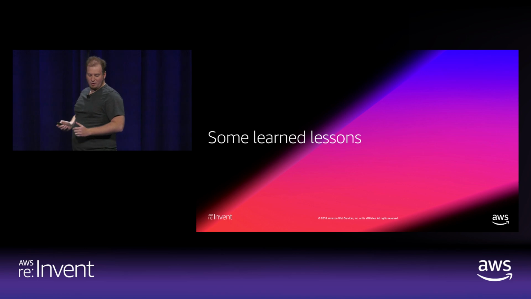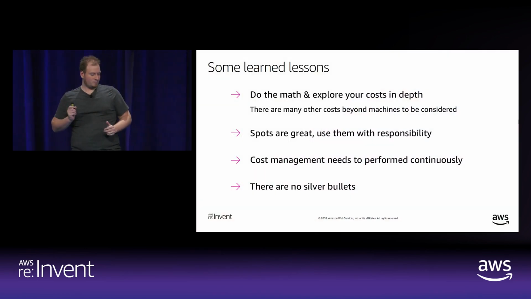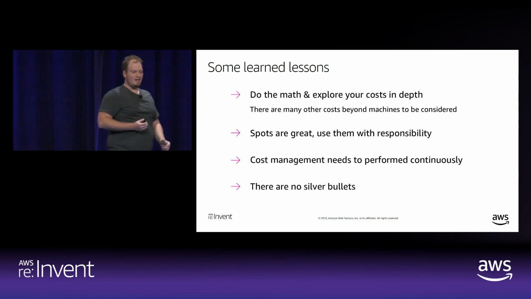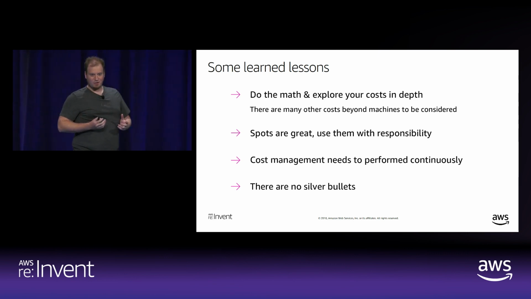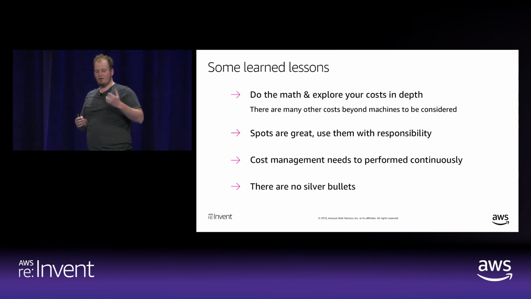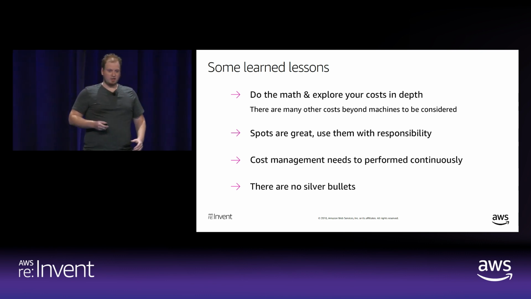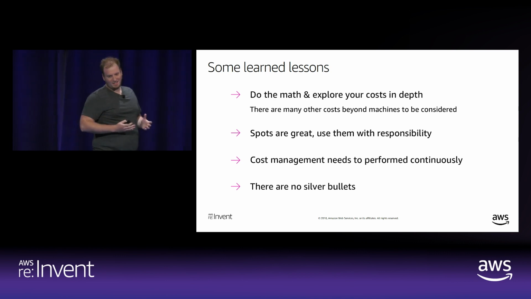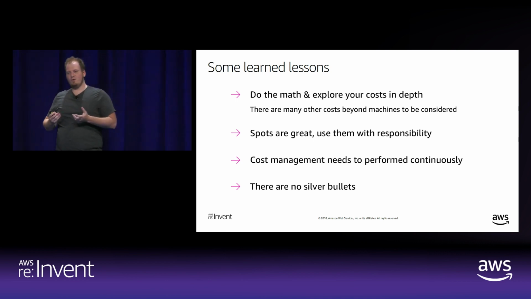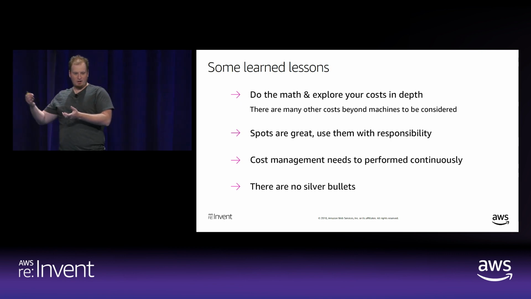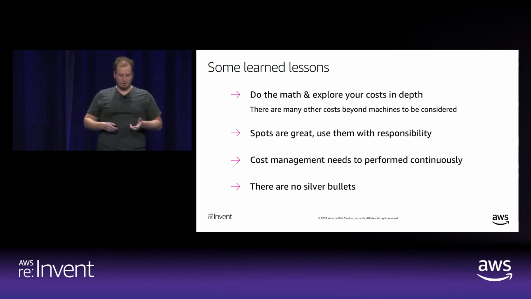So, some lessons that we learned. First one, very important, do the math. The Amazon bill is very complex. You have a lot of things. There are many other costs beyond machines. For example, in our case, it was also networking. So do the math in your case, and just analyze which is the best for you. As was said, you have on-demand, reserved, and also spot, and you have a lot of things to consider.